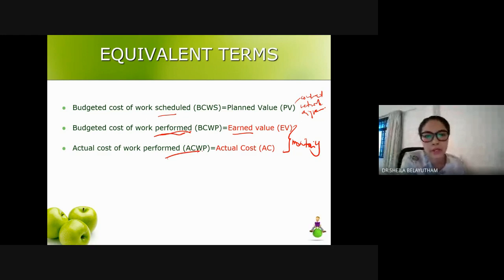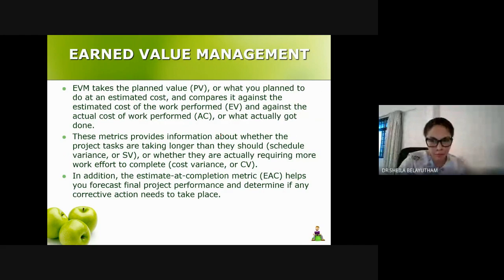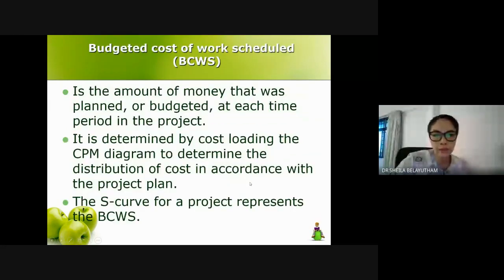That one is pretty straightforward. Both of these could allow you to monitor the time factor and also the cost factor. Earned value takes the planned value, or what you plan to do at the estimated cost, and compares it against the earned value and also the actual cost. The metrics provide information about schedule variance and cost variance. Finally, at the end you should be able to get estimate at completion metrics. We'll go through it one by one later.